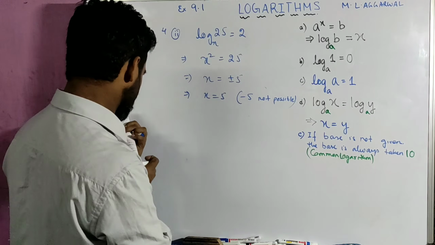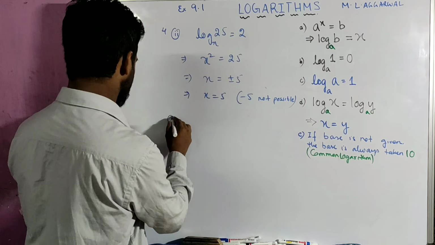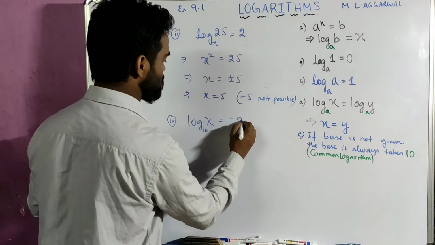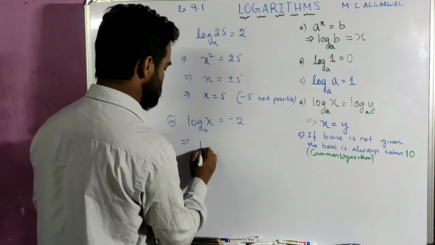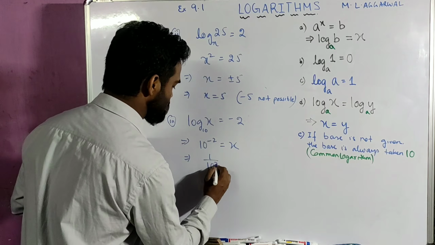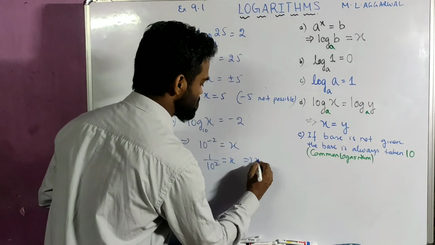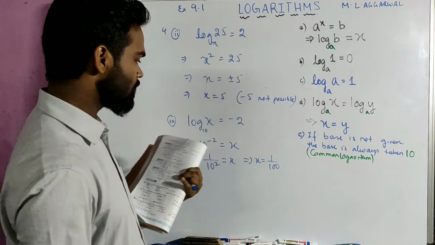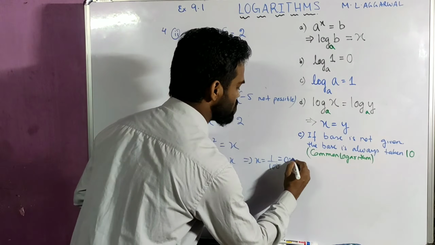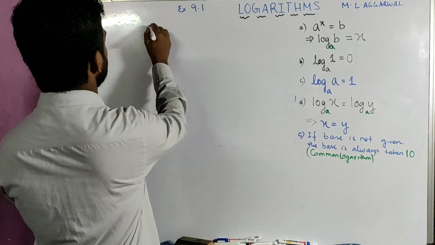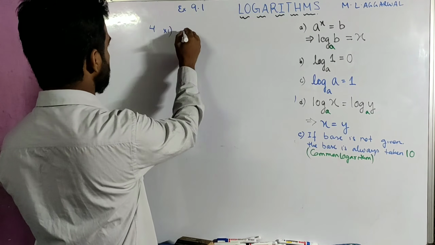Now we look at the next sum. It's log x base 10 equals to minus 2. So simply we can write 10 to the power minus 2 equals to x, which means 1 by 10 square equals to x, which means x equals to 1 by 100. Okay, done. Or you can write as 0.01. Clear?